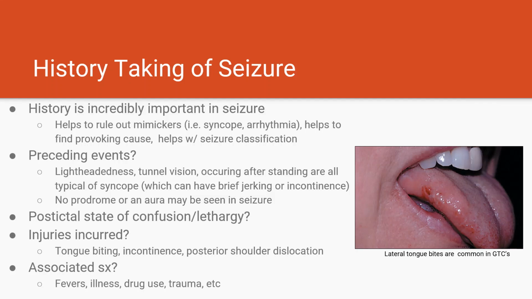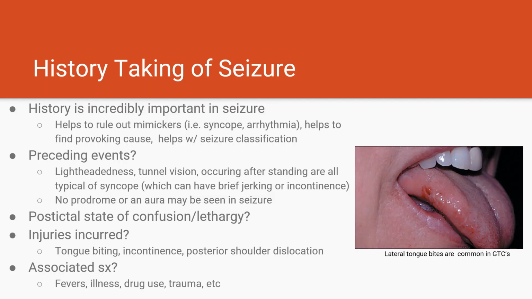directly after. Symptoms like lightheadedness, tunnel vision, orthostasis typically are signs of syncope and can mimic seizure. And actually, you'll see that syncope can even be associated with brief episodes of jerking or incontinence as well. On the other hand, patients with seizures typically have no prodrome, or they'll have an aura, things like visual or olfactory hallucinations, such as the smell of burnt toast, or a general feeling of uneasiness or fear.